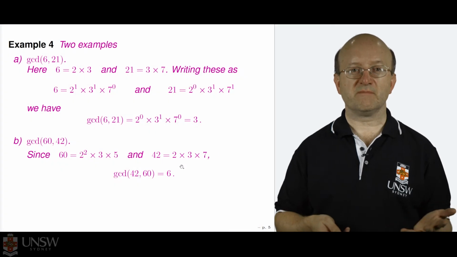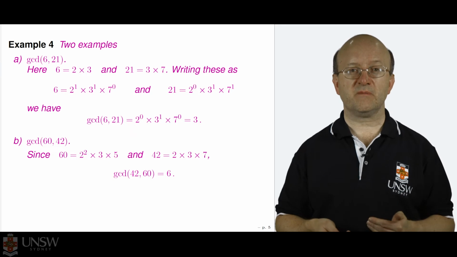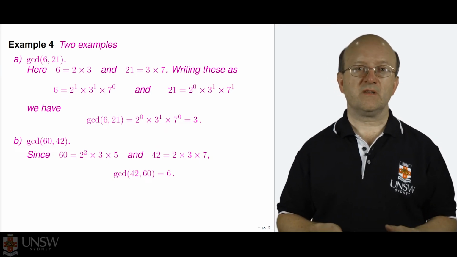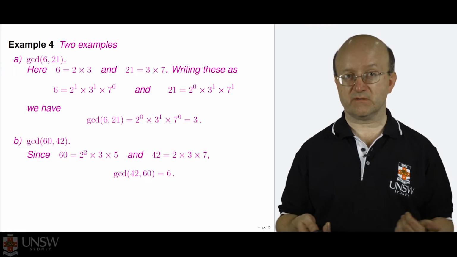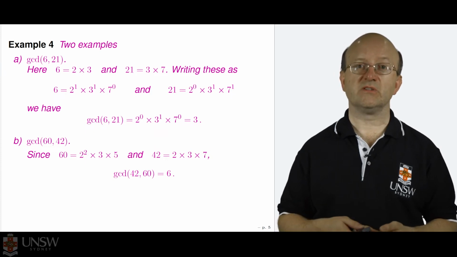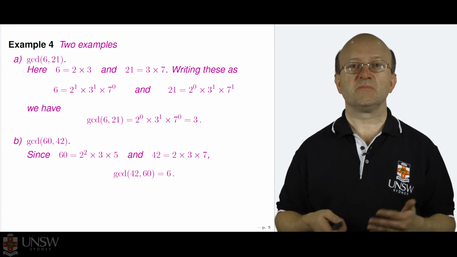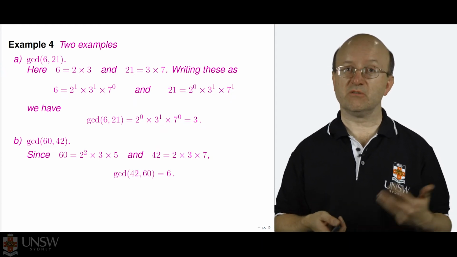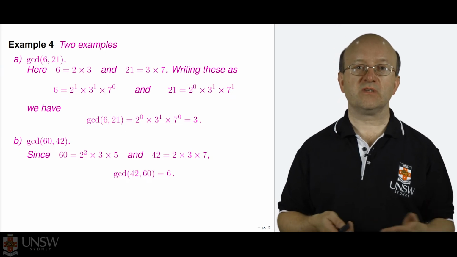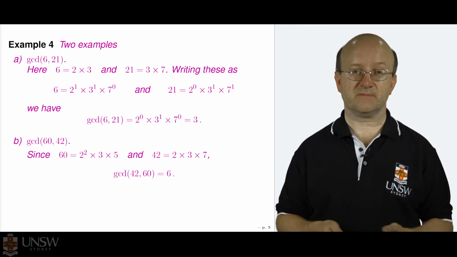So you then look at the primes that occur. Well, there are 4 primes this time, 2, 3, 5 and 7. The lowest power of 2 that appears is 2 to the 1, it's in 42. The lowest power of 3 that appears is 3 to the 1, it's in both numbers. The lowest power of 5 that appears is 5 to the 0, which is in 42, or rather not in 42. And the lowest power of 7 that appears is again 7 to the 0, because 7 is not a factor of 60. So we've just got 2 times 3, so the GCD of 42 and 60 is 6.